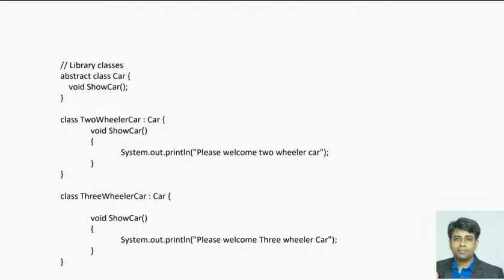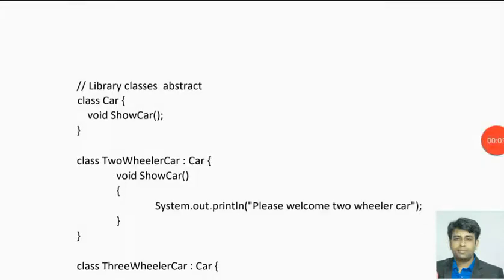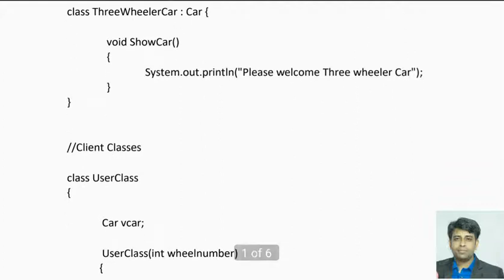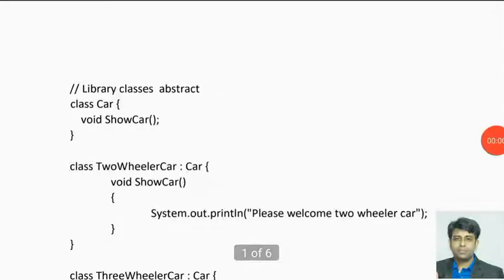Okay, now you can see my code, which is my problem. This code is divided in two parts: one is the library part, and the other is the client part. In the library part I have one abstract class named Car, with one method, showCar, and two derived classes, TwoWheelerCar and ThreeWheelerCar, which override this method. The two-wheeler car prints "please welcome two-wheeler car", and the three-wheeler car prints "please welcome three-wheeler car".